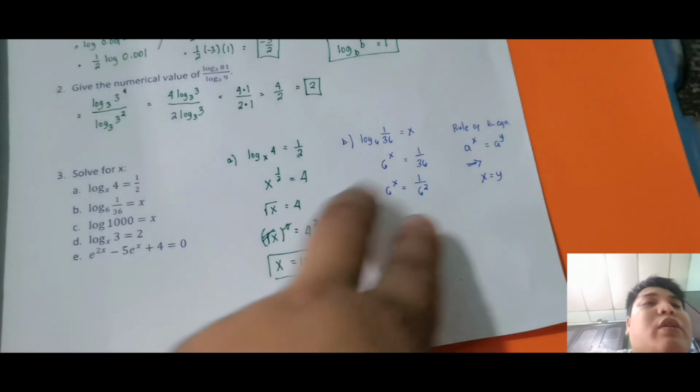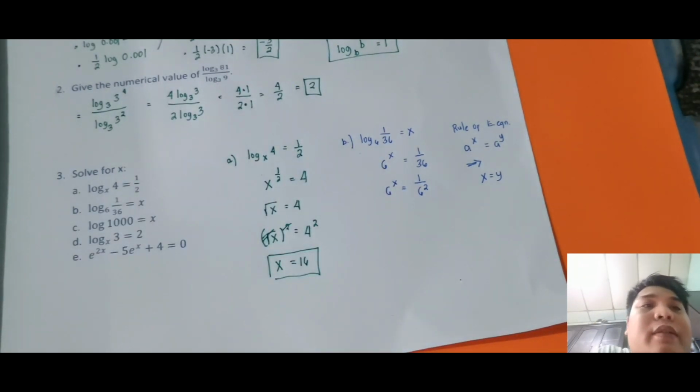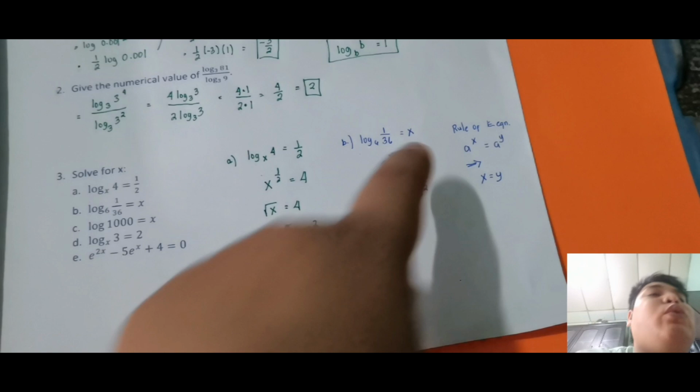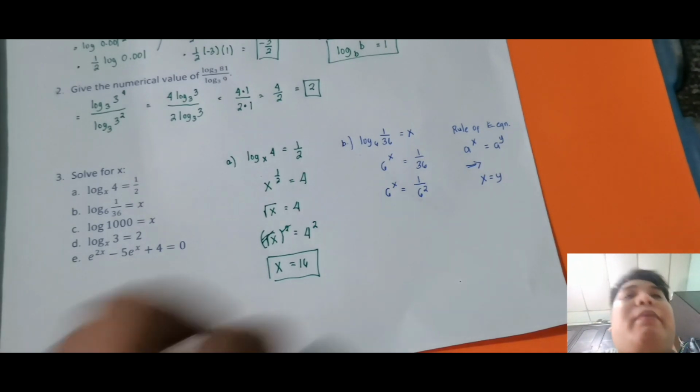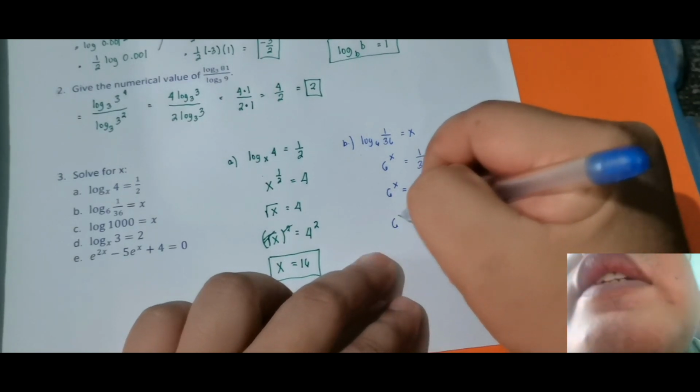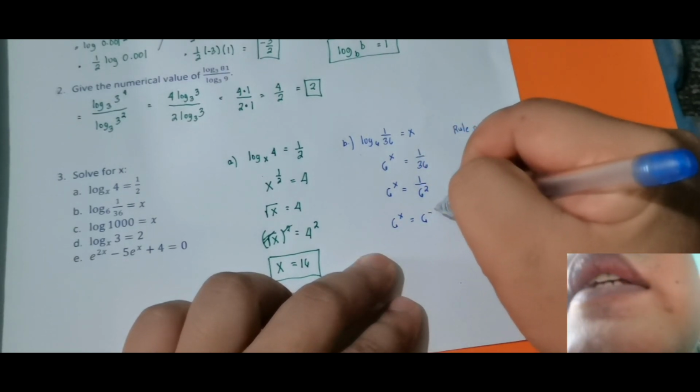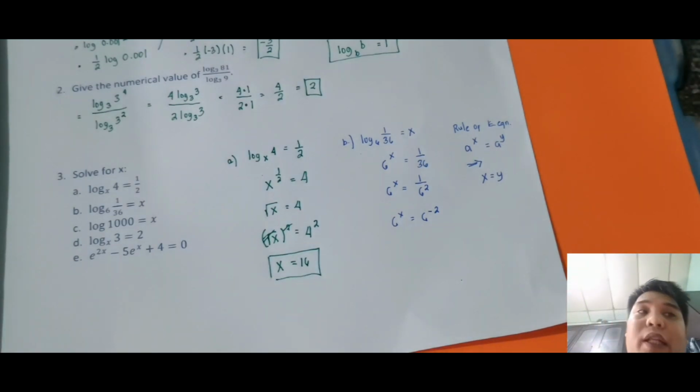Ganun kasimple. So now, dito sa part na to, parehas na ba sila ng base? Hindi pa po, sir. Bakit? Ito ay 6 raised to x. Ito ay 1 over 6 raised to 2. So kung napansin mo, since 1 over 6 raised to 2 siya, so napansin mo sa rule of exponent, pag nasa ilalim, pwede ko siyang iangat para lang magkaparehas. So this is just 6 raised to x is equals to 6 raised to negative 2. Okay, so alalahanin mo yung rule of exponent na yan. Yung 6 raised to negative 2 magiging 1 over 6 raised to 2. So yung 1 over 6 raised to 2 is 6 raised to negative 2.